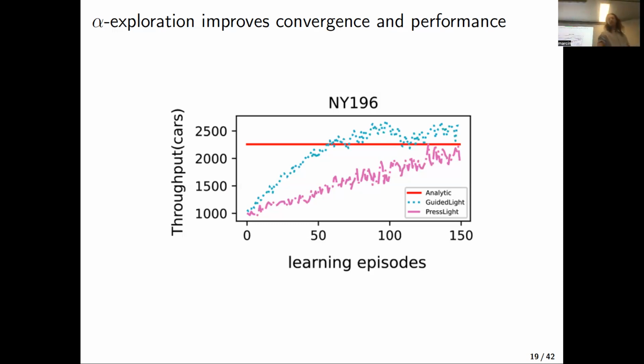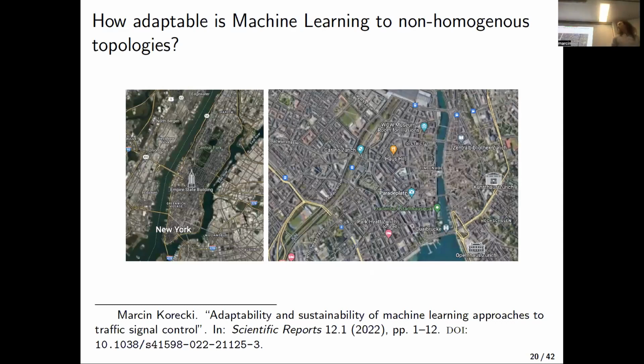All right, so we have an algorithm that works kind of decently. And now we want to ask how adaptable machine learning really is. And we know machine learning can be quite brittle. And so when things change, we expect it might be a challenge. So the first thing we want to see is how it adapts to non-homogeneous road network topologies.